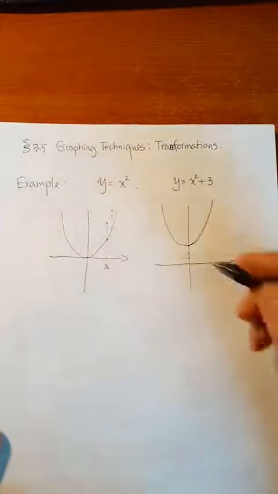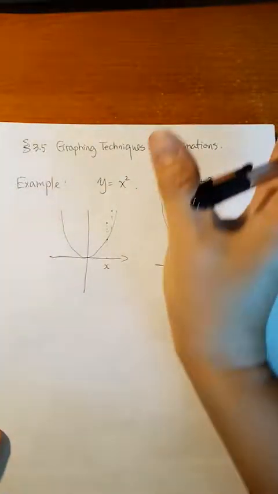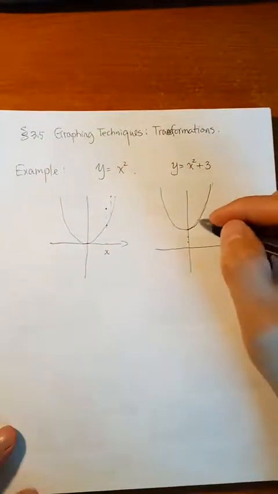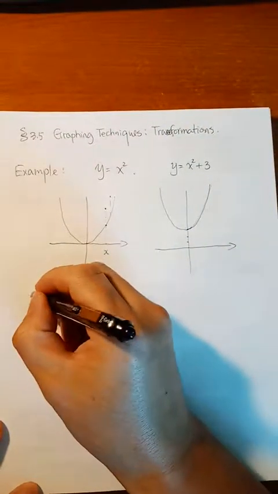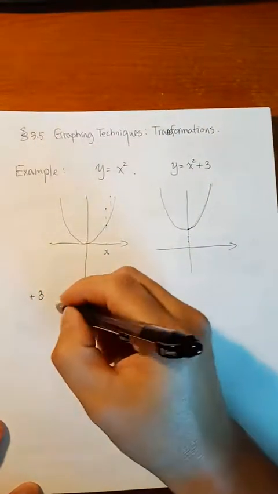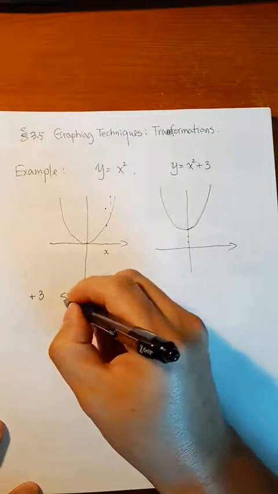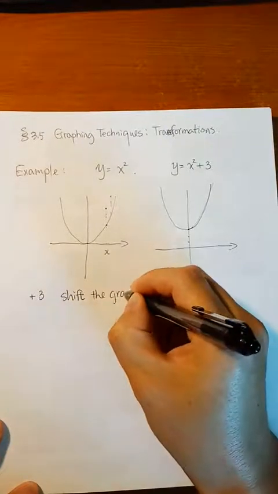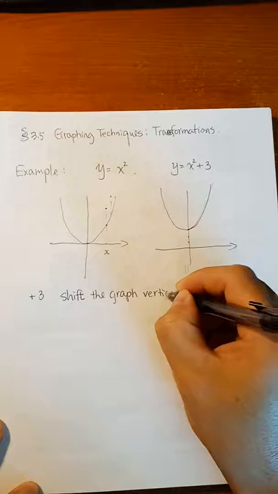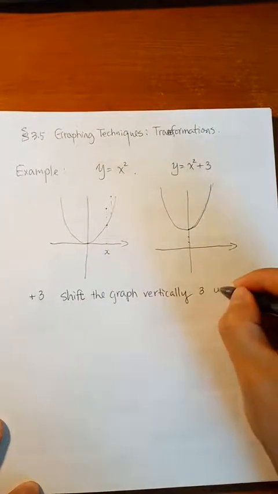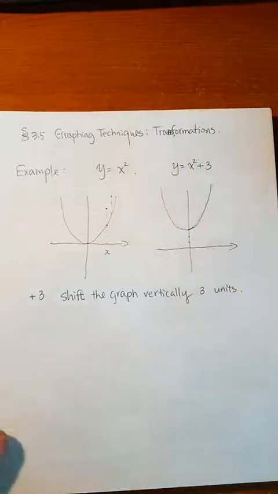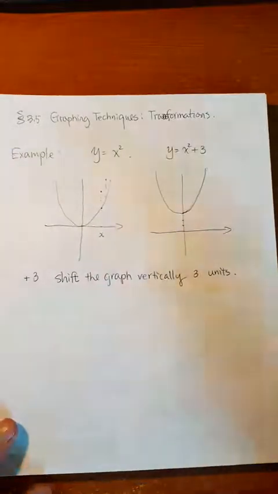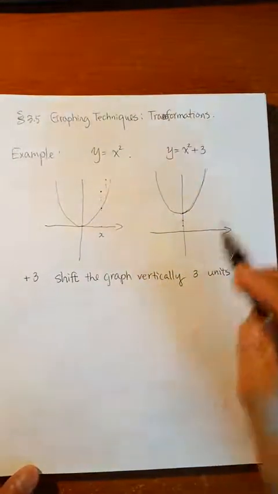Okay, so you add 3, you more or less push the graph of y equal to x squared vertically up 3 units. So when you add 3, you will shift the graph vertically 3 units. Okay, that's the understanding. Of course, you shifted up.